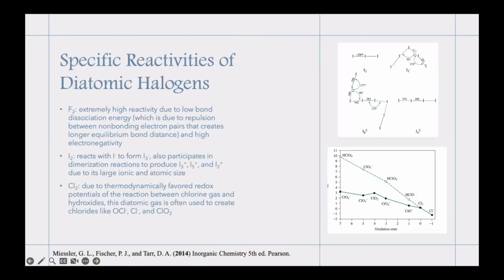In terms of specific reactivities for the diatomic halogens, diatomic fluorine is extremely high in reactivity due to its low bond dissociation energy. This is presumed to be due to the fact that even though fluorine does not have a particularly large atomic radius, it does have a significant amount of repulsion between non-bonding electron pairs. This creates a longer equilibrium bond distance, which makes the bond easier to break, and also is due to the extreme electron-electron repulsion.